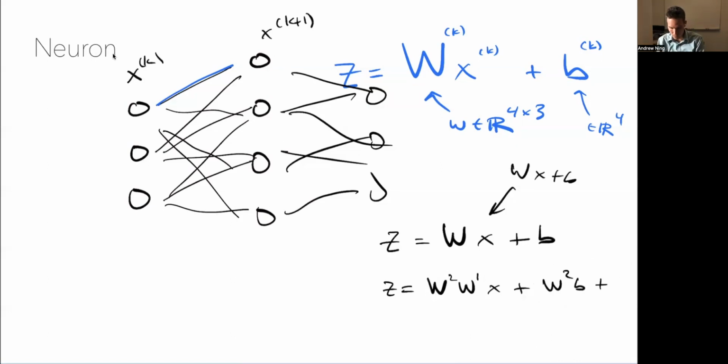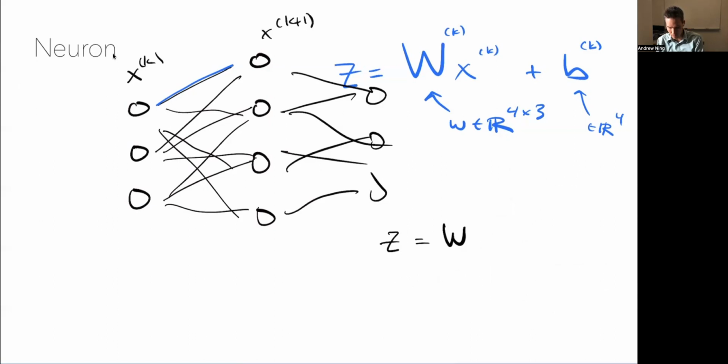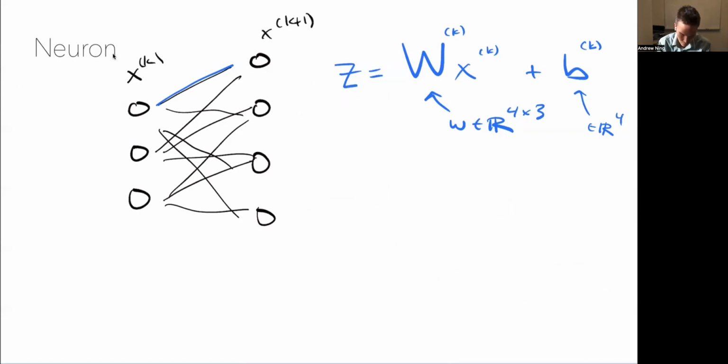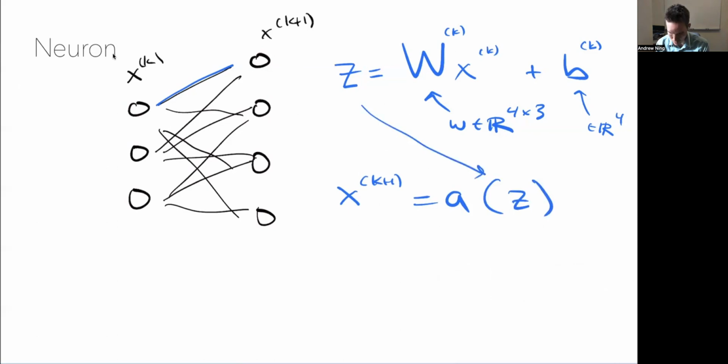I could chain this as long as I want, but it would be equivalent to only being 1 layer deep. So let me get rid of all that. I've got to have some sort of nonlinearity. If I only have linear models, then adding depth does nothing for me. So I'm going to take Z, and to get my next layer, I pass it through what we call an activation function. This is where the nonlinearity happens. A has to add some sort of nonlinearity.